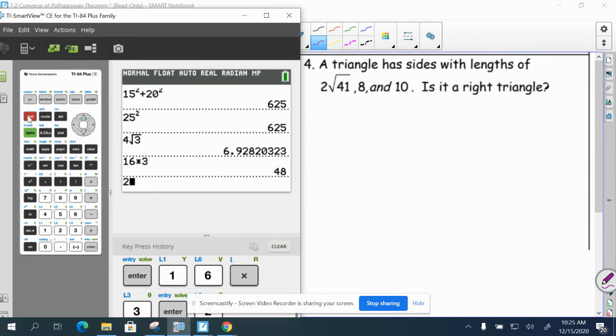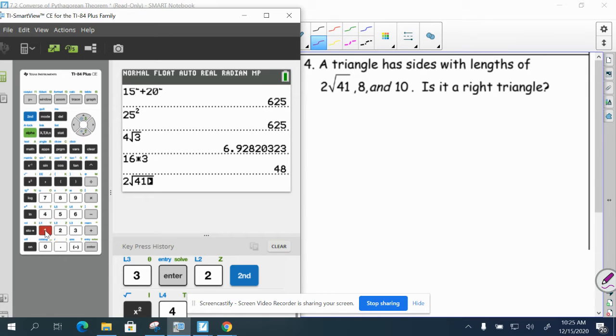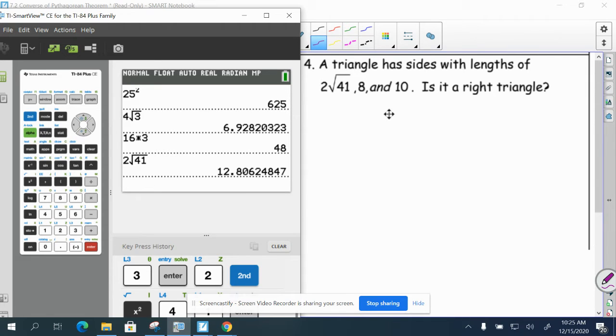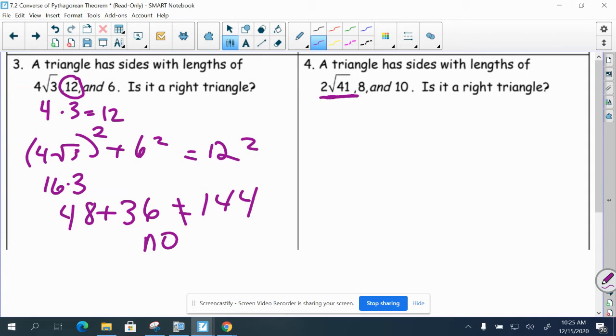And then I'll talk about how you can estimate that. The square root of 41 is 12.8. So 2 square root 41 is the longest side. It is a hypotenuse. The way to estimate that is look at 41 and find the closest perfect square, which would be 36. So let's pretend that this is the square root of 36 for a moment. Well, the square root of 36 is 6. So this would be 2 times 6, which would be 12. So 2 square root of 41 has to be at least bigger than 12, which would still make it the longest side. So that's one way that you can estimate it.